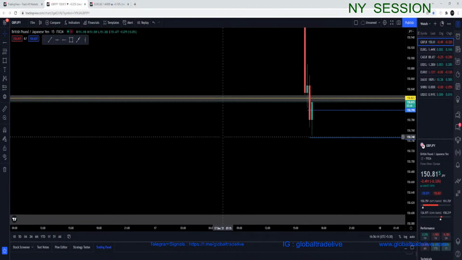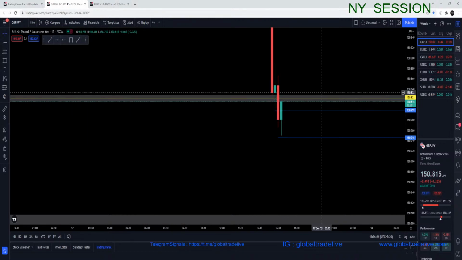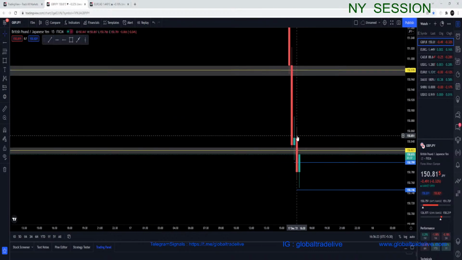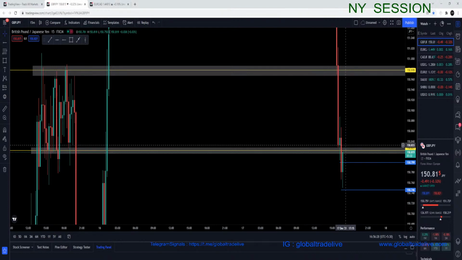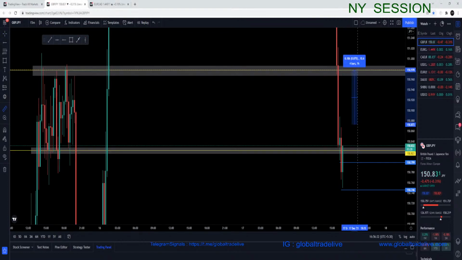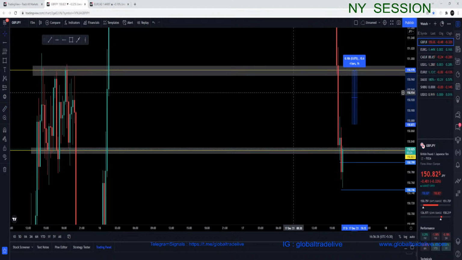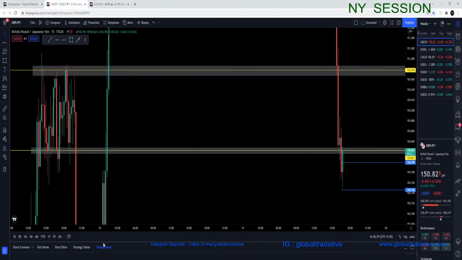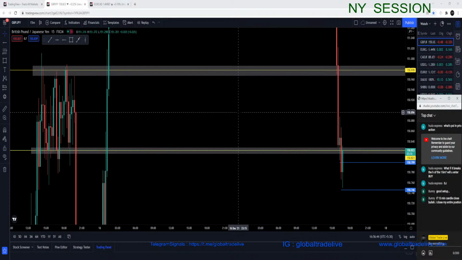Because if this 15-minute candle closes above, then this will become a fake out. This will become a fake out, and the market will be moving all the way up from here, but there is no range to take the trade, so I'm not gonna trade this area. If 15-minute candle closed bullish, I close my entire position.